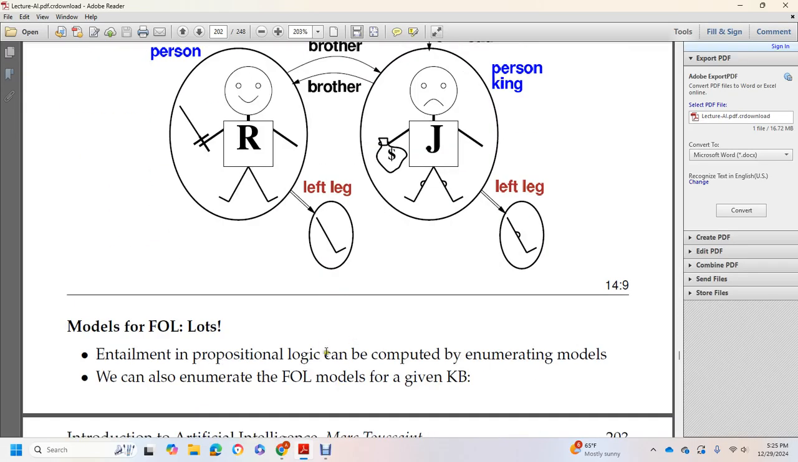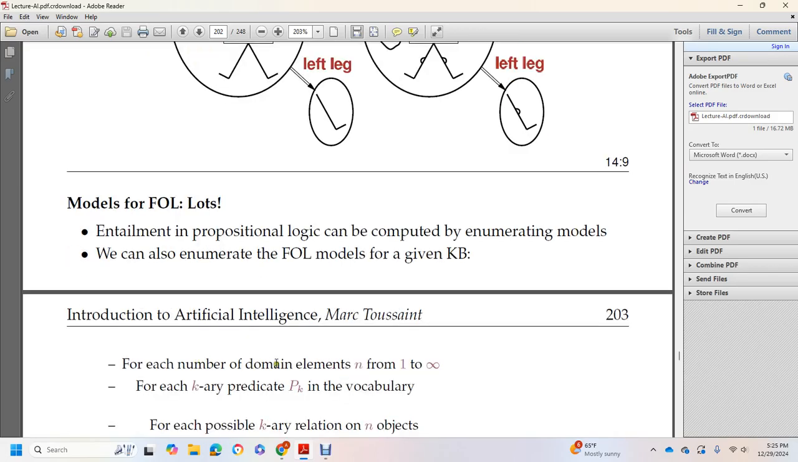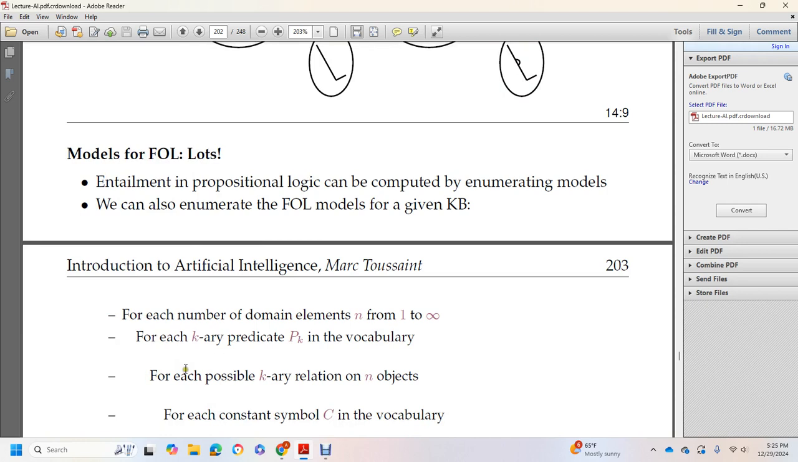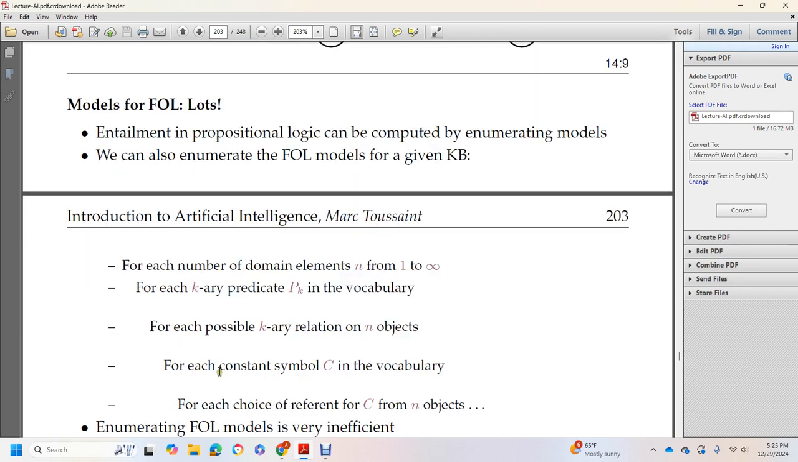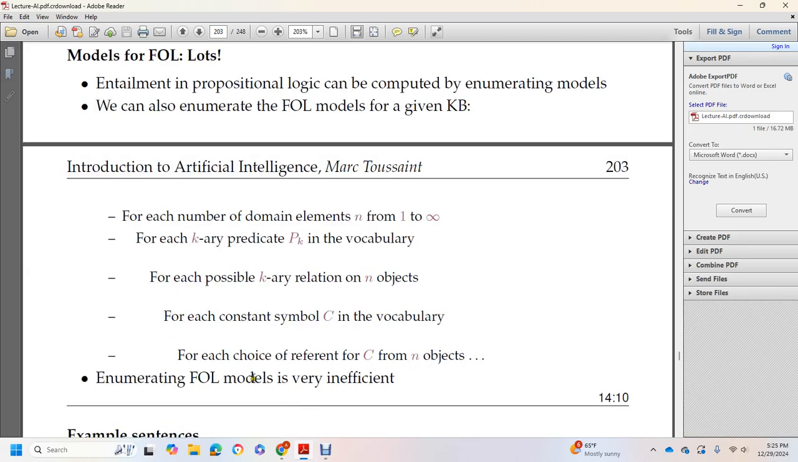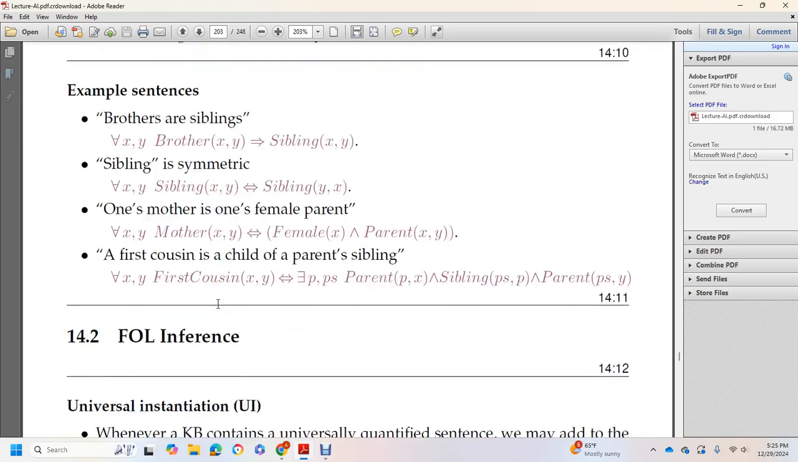Models of first order logic. Truth and entailment of propositional logic can be determined by enumerating models. We can also enumerate the first order logic models for a given knowledge base: for each number of domain elements n from 1 to infinity, for each predicate P_k in the vocabulary, for each possible k-ary relation on the n objects, and for each constant symbol C in the vocabulary, for each choice of referent for C among the n objects, enumerating the first order models is infinite.